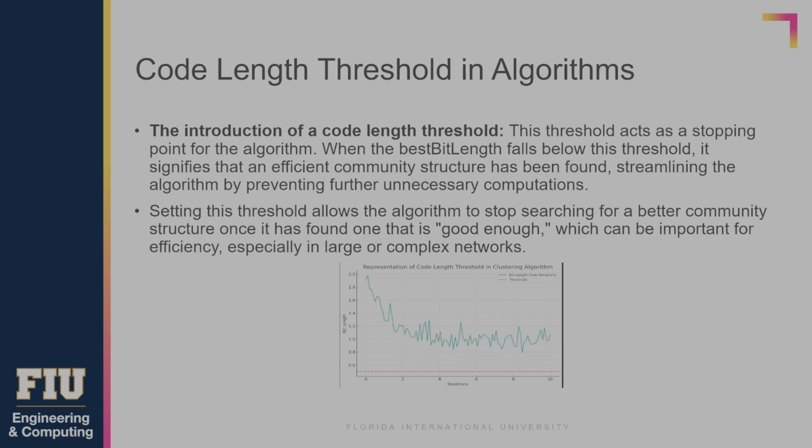The blue lines in the chart represent the code length as it varies over iterations. This could represent the bit length in the clustering algorithm, showing how it typically decreases as the algorithm progresses. The red dashed lines indicate the threshold level. This is the predefined code length threshold below which the algorithm considers its results to be sufficiently optimized.